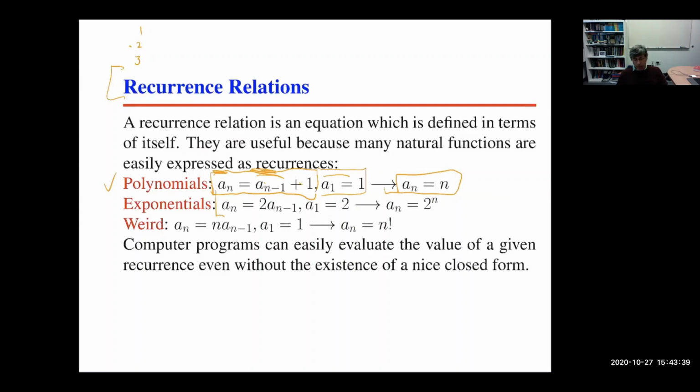Here is another recurrence relation. A sub n is going to be equal to 2 times a of n minus 1. If we start out with a of 1 equals 2, the first element is 2. A of 2 is going to be 2 times a of 1. A of 1 is 2, so it's 2 times 2, or 4. A3 is going to be 2 times A2, which is 4, so 8. Does everybody see that this recurrence relation generates the exponential function 2 to the n?